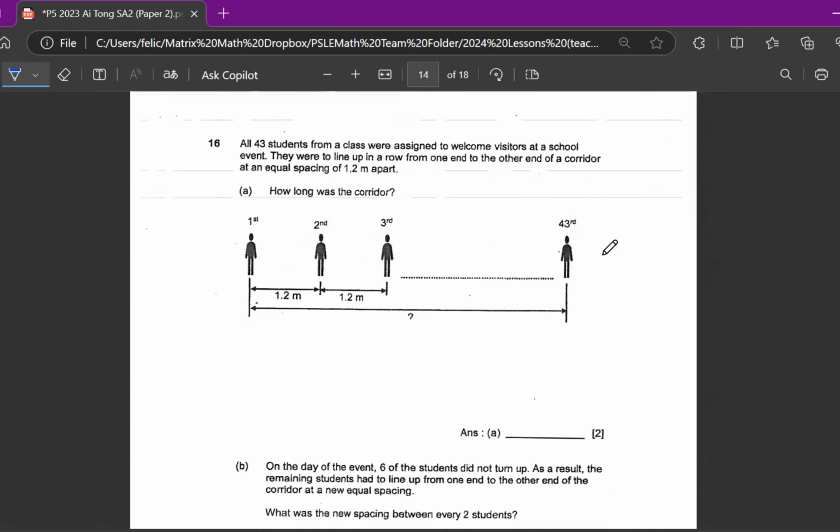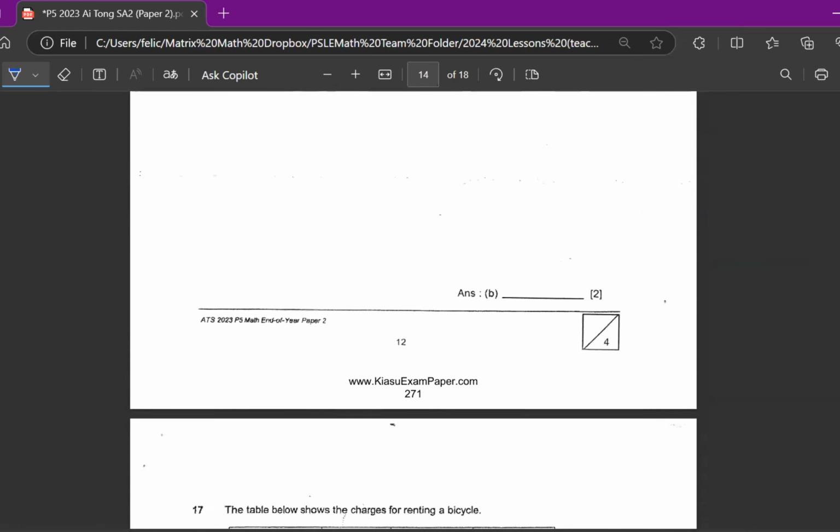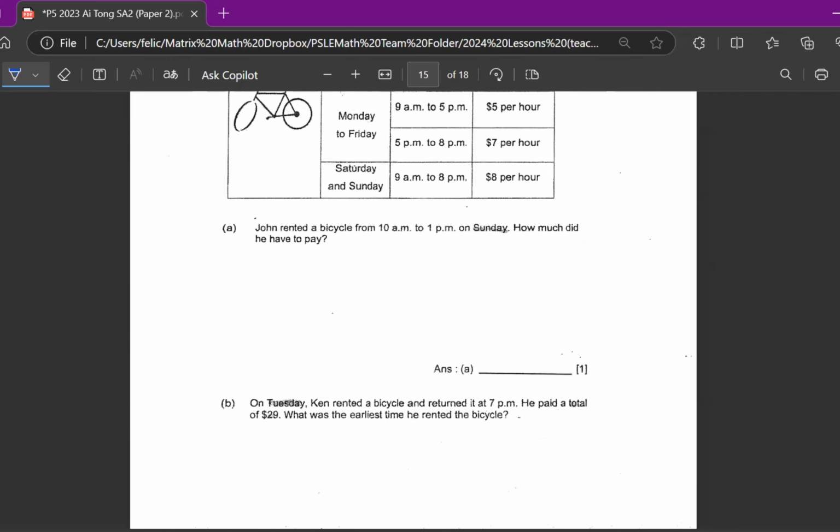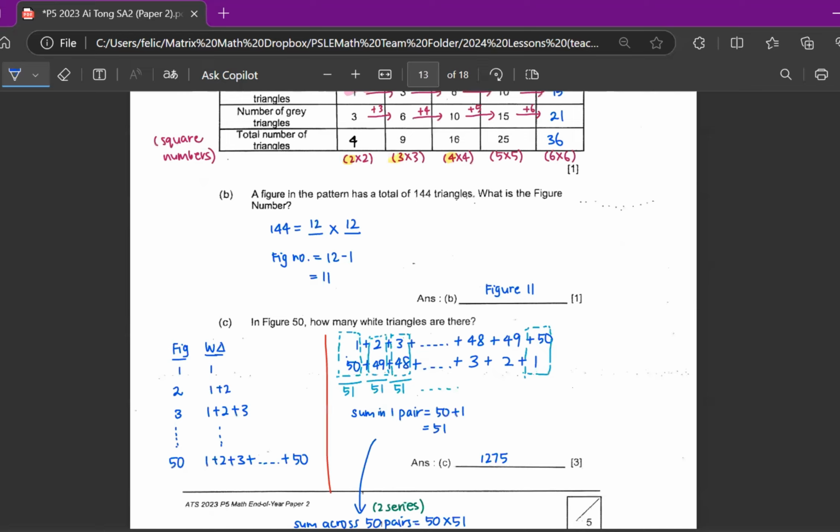Okay, now let's go on to question 16. I believe this is the, oh no, still have. Okay, 17 is the last one, is it? Yeah, okay, let's go to 16 first.